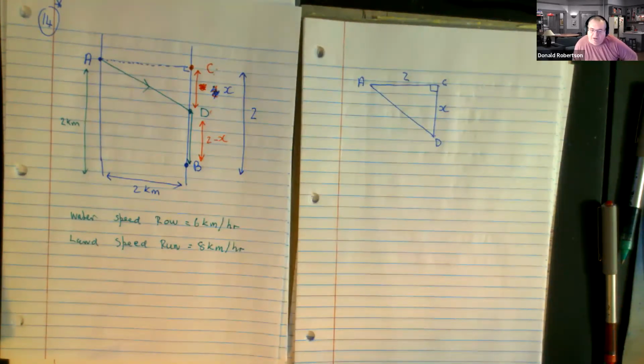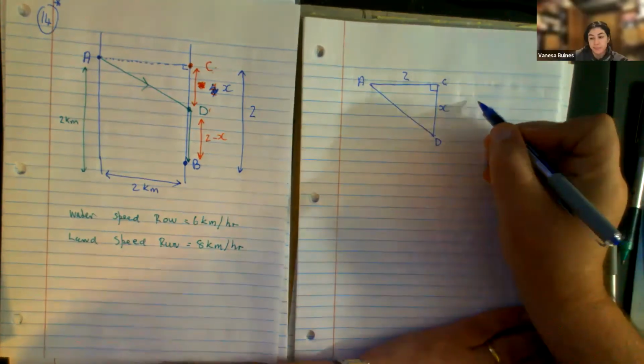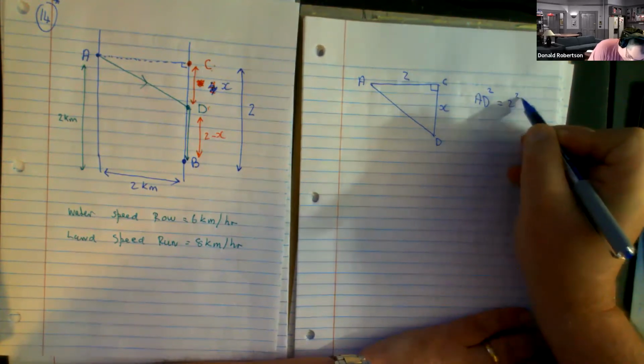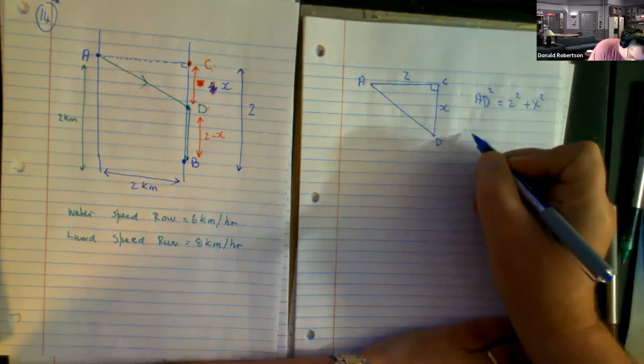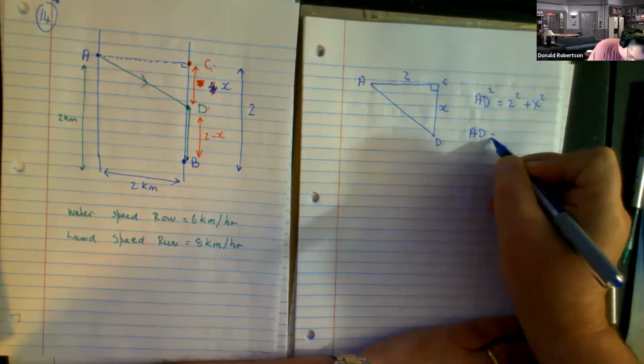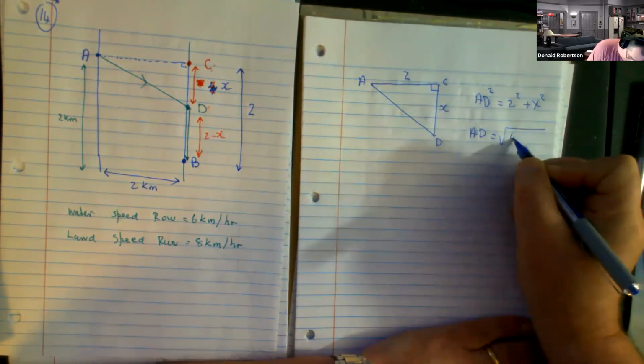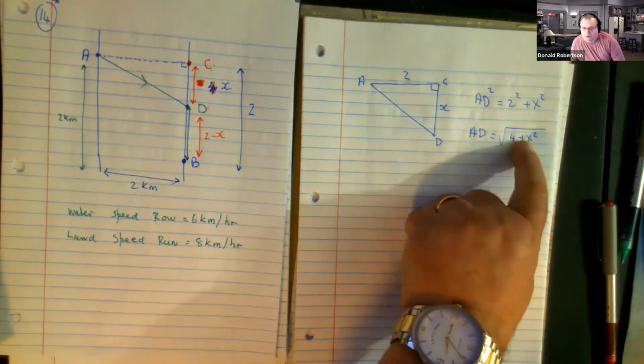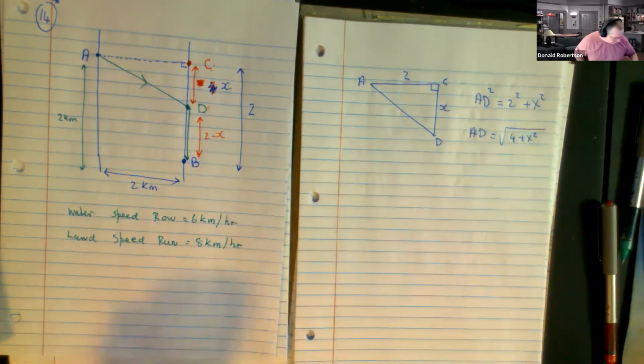How will I find AD in terms of x? Pythagorean theorem? You will. And so AD squared is 2 squared plus x squared. So AD is the square root of that. And you cannot do anything to that. That is not 2 plus x. It is that ugly square root.